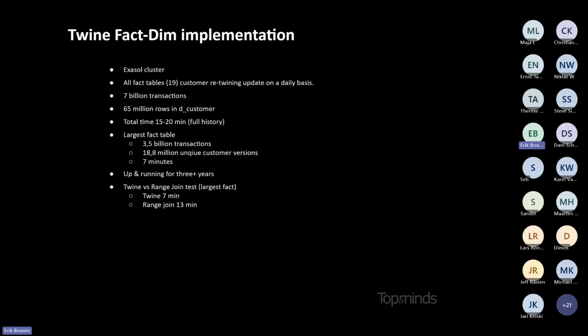And also, before leaving, after the implementation, I did a Twine versus range join test with this largest fact table to see the performance. With the setup that we had, the Twine was roughly 100% more efficient than doing a range join with a similar setup.